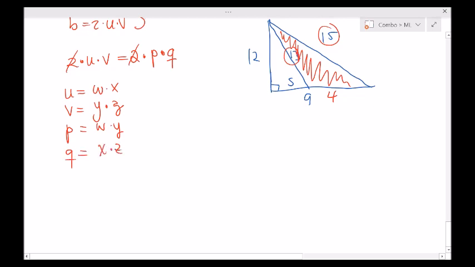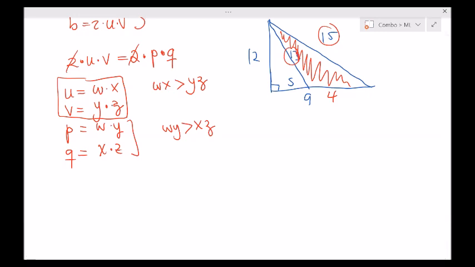So all I need is 4 numbers. And as long as these 4 numbers satisfy the following: obviously I want U and V such that WX is greater than YZ. And here I want WY to be greater than XZ, right? And obviously the same story, U and V are relatively prime, which will obviously come out directly, and P and Q are relatively prime, and then U and V are of opposite parity, and so on. So if you do this, then it comes out the following way.